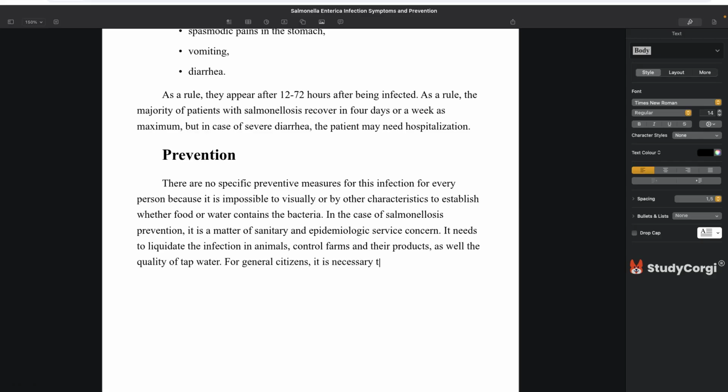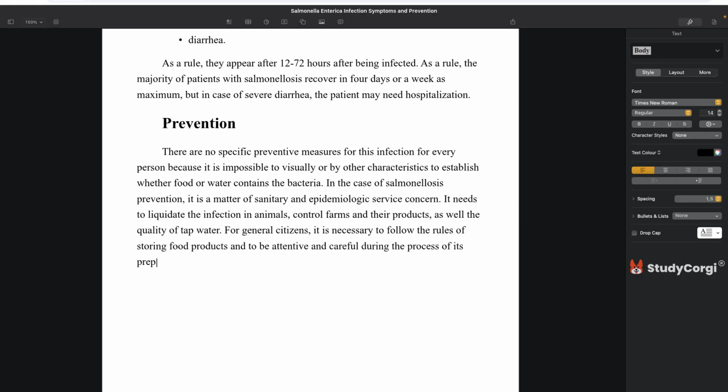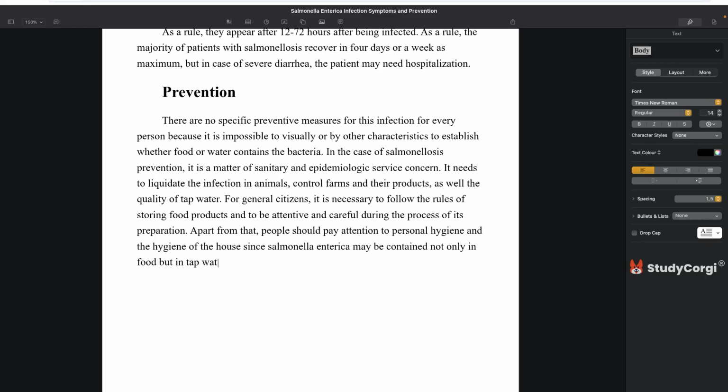For general citizens, it is necessary to follow the rules of storing food products and to be attentive and careful during the process of its preparation. Apart from that, people should pay attention to personal hygiene and the hygiene of the house since Salmonella enterica may be contained not only in food but in tap water as well.